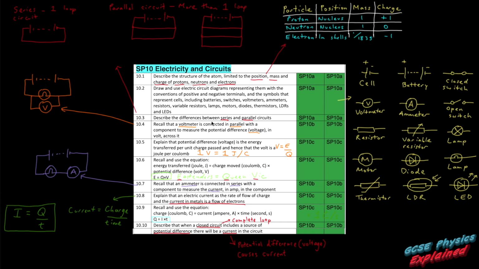10.3. Describe the differences between series and parallel circuits. A series circuit has only one loop. The parallel circuit has more than one loop.